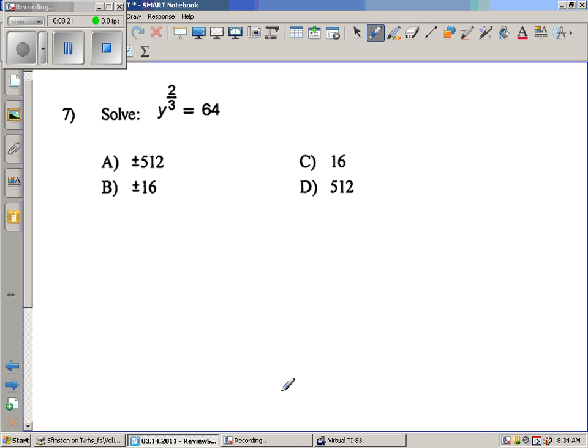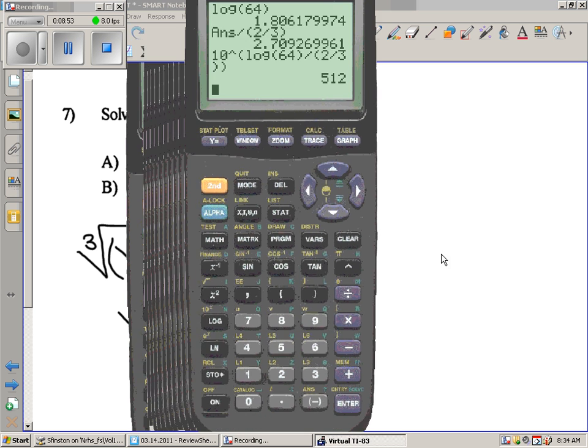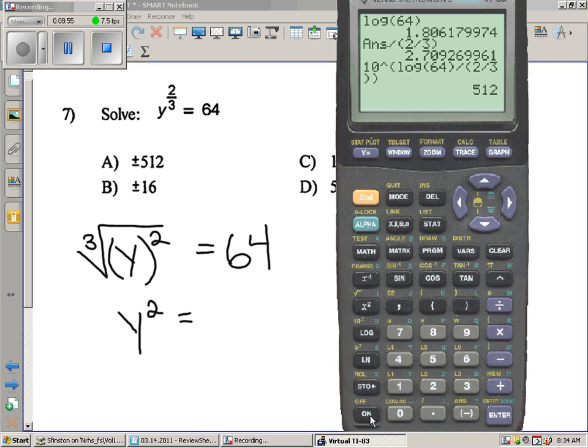So let's convert this. That's going to be the cubed root of y, squared, equals 64. Let's see if this will give us our answer. A lot easier. That log way was complicated. How do you get rid of a cubed root? You cube it. So what's 64 cubed? It's probably a very big number.